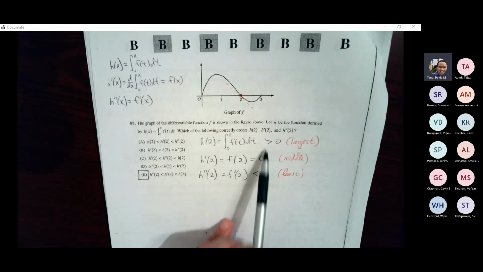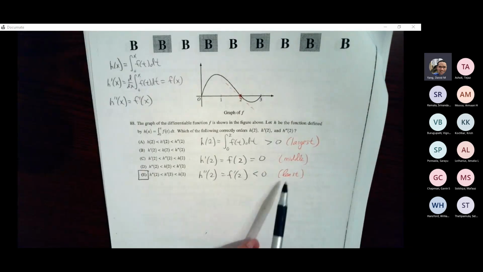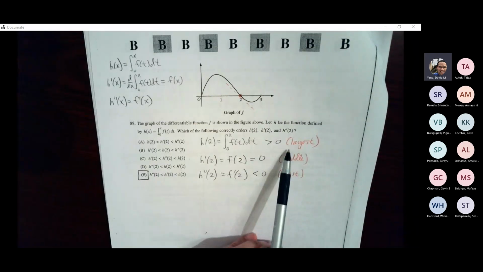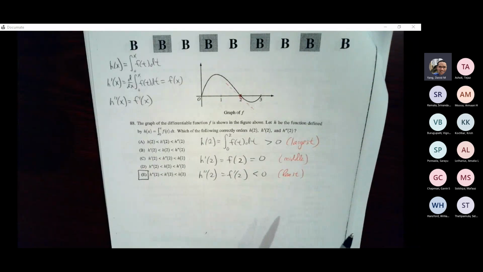So if we're comparing positive with 0 with negative, then if we want to order from least to greatest, h double prime is going to be the smallest, followed by h prime, and the largest being h of 2. Answer choice E.